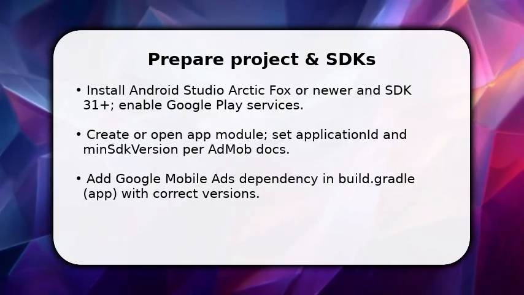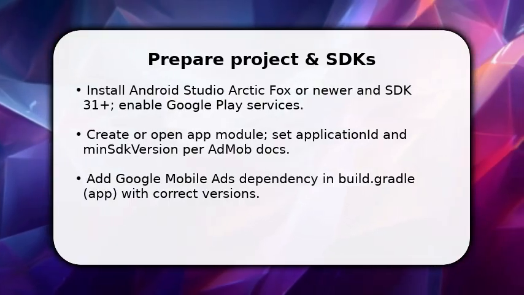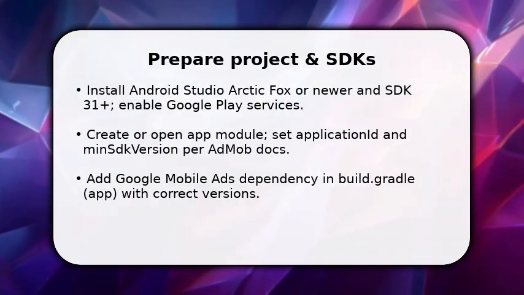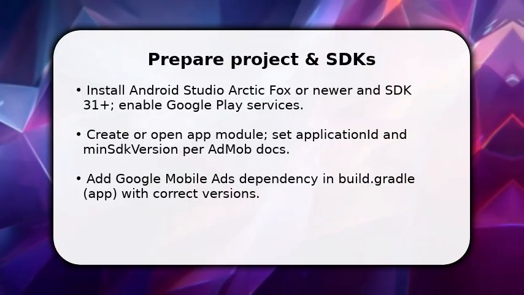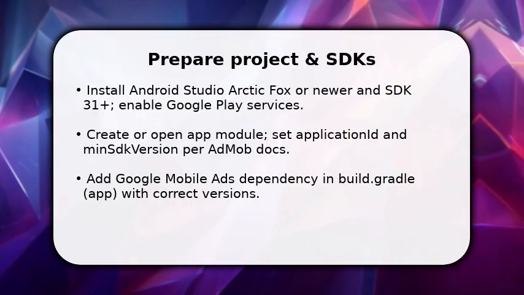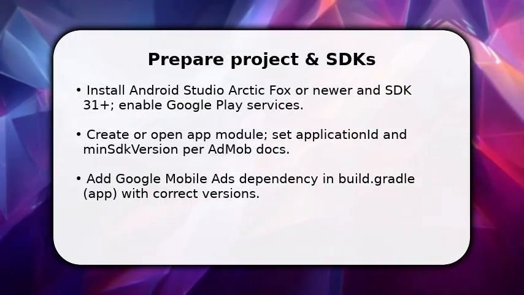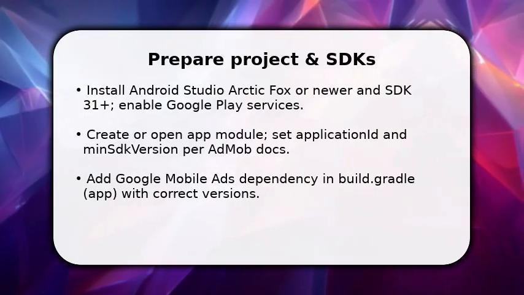You start by verifying prerequisites and opening your app in Android Studio. Add Google Play services and set Min SDK version to meet AdMob requirements. This ensures runtime compatibility. Next, update your app level build.gradle to include the Mobile Ads SDK and sync the project so dependencies download.